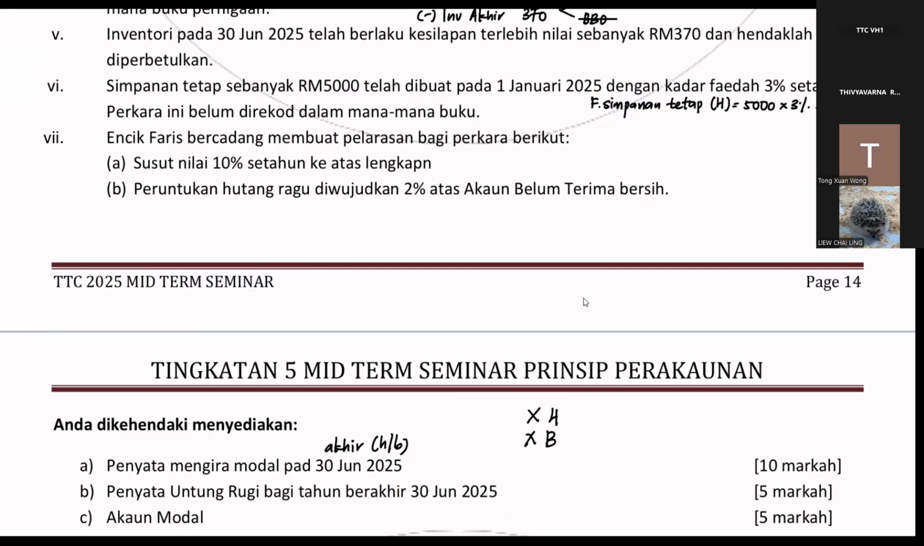Then do we need hasil? It's hasil, right? But do we need hasil? No. So this one, ignore. Okay, and don't forget, you still get another leg. Every pelarasan got 2 legs. We need to record twice.